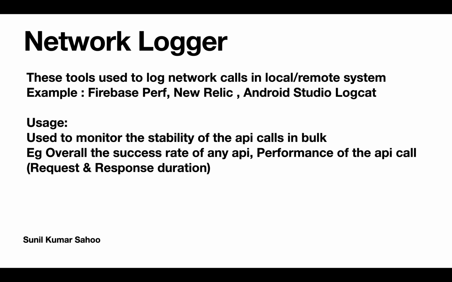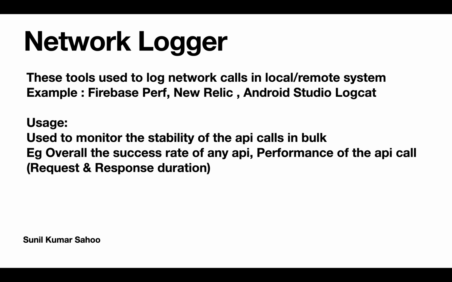Logging in local system is used only to see the network calls and verify few of the parameters, whether they are sent or what is the response we received. Logging in remote system is used to monitor the stability of API calls in overall system.